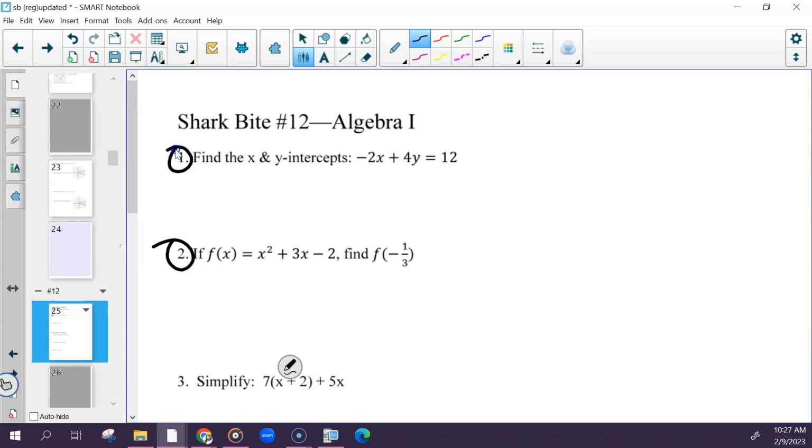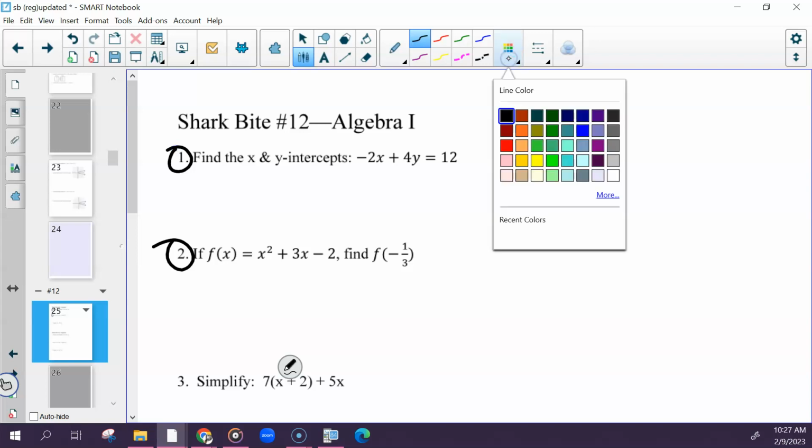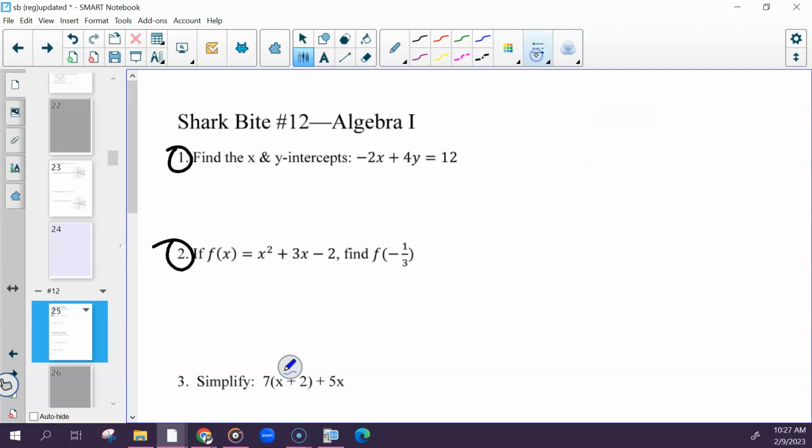Let's start with those two. The first one, we're finding our x and y intercepts. So I'm going to do one with the full work, and then the second one I'm not going to do as much work. You're going to be putting 0 in for whichever opposite you're solving for. So if I want to put 0 in for x, I would be solving for y.